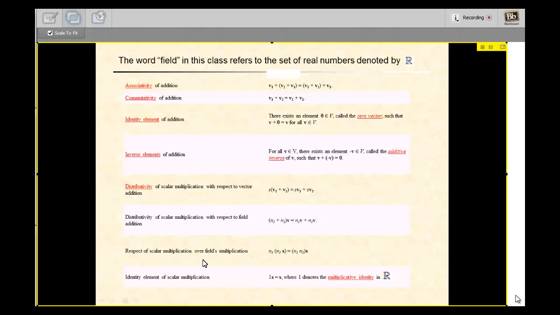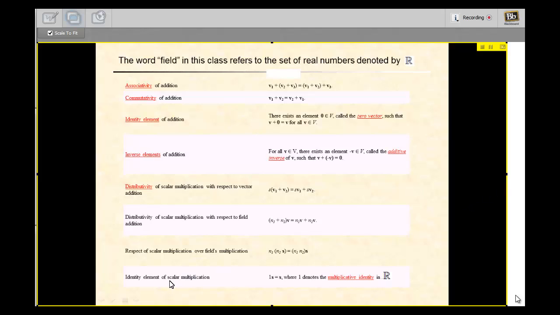Similarly, compatibility of scalar multiplication with field multiplication. If we have two scalars n1, n2 and there is a vector v, then we can write n1 into n2 and then the vector.